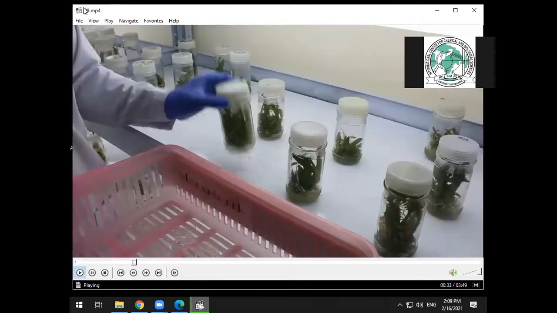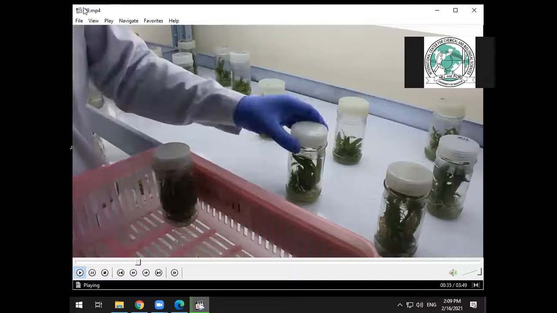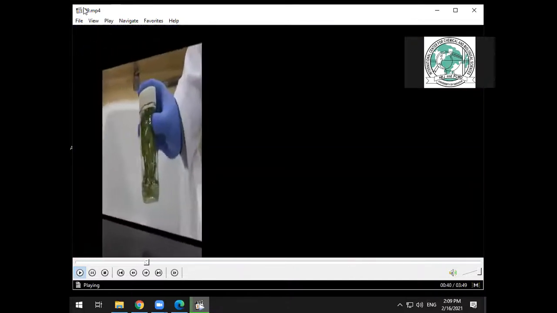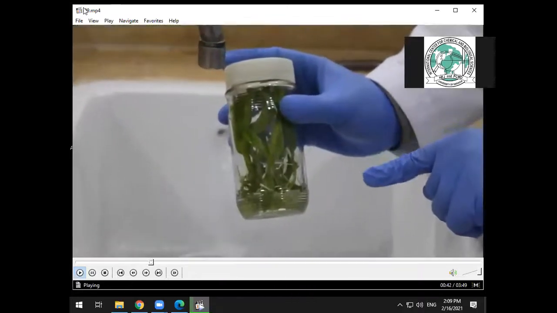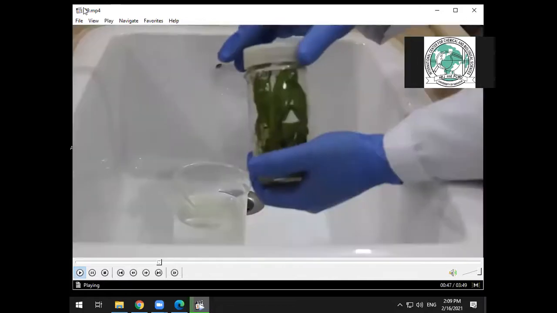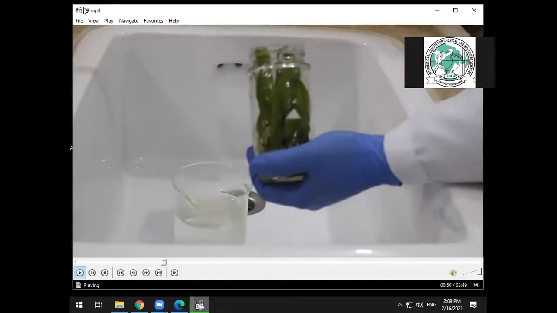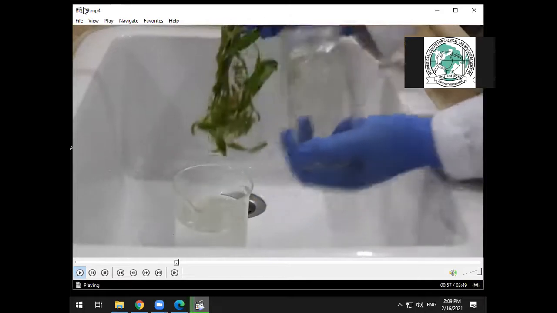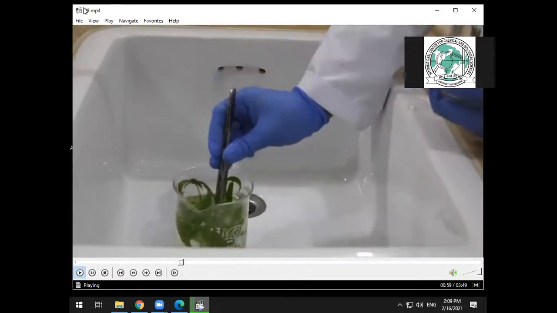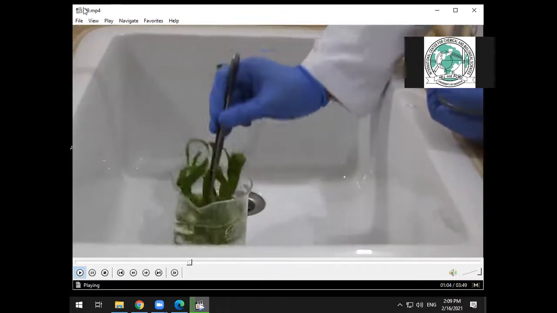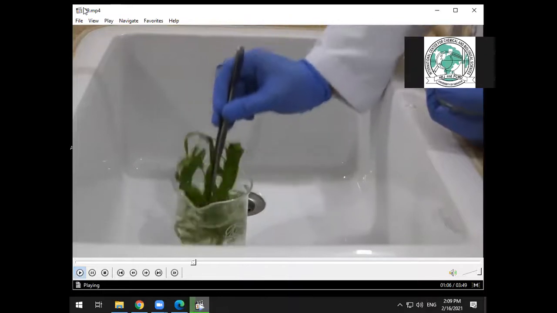Take out the jars from growth room. Before acclimatization, plants need to be washed in running tap water. Remove the cover and take out plant from media jar. With the help of forceps, carefully take out the plant and wash the roots in tap water to remove the media attached to the roots.